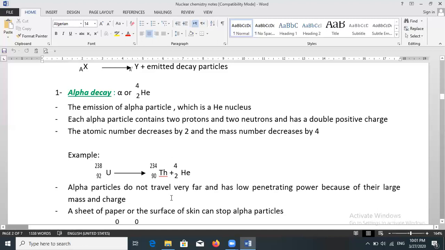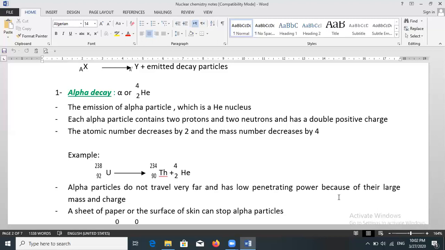Another thing I need to know about alpha radiation is that it does not travel very far and has low penetrating power because of its mass and charge. What does this mean? When the radiation has both heavy mass and charge, we say that it has a low penetration power.